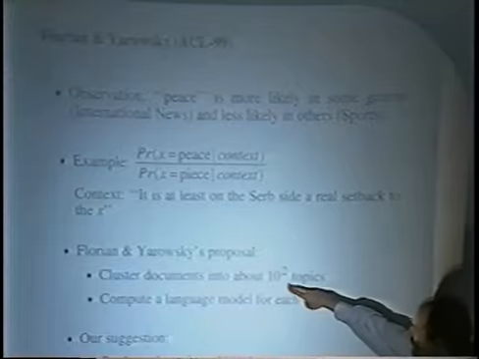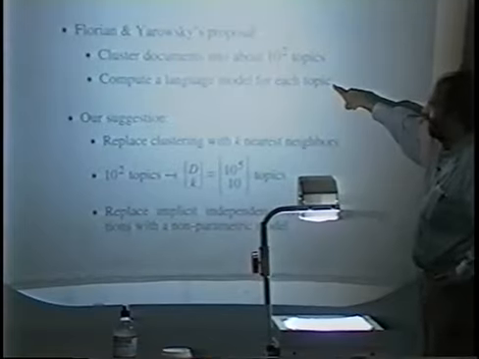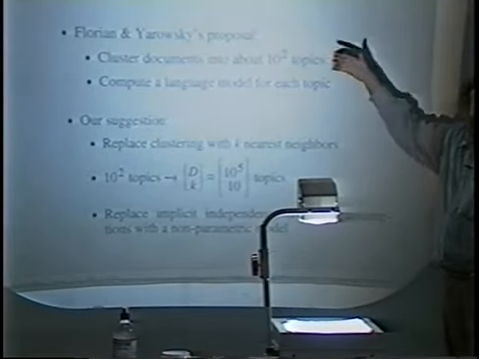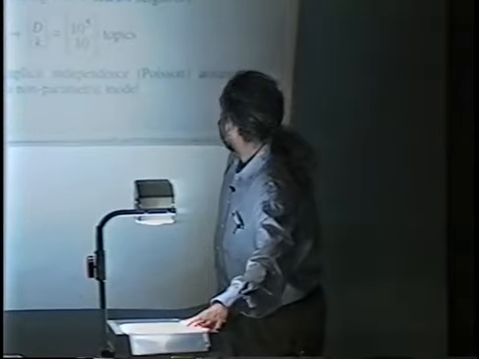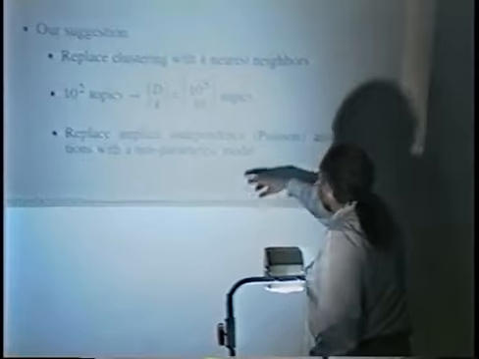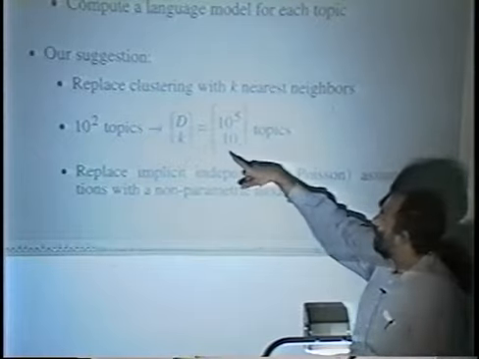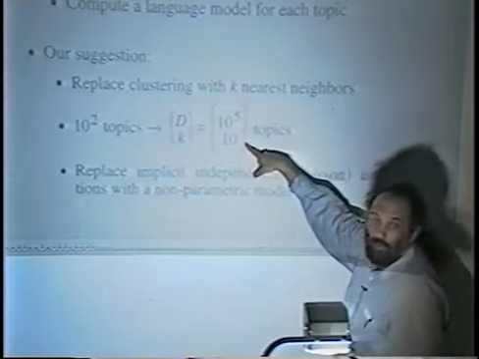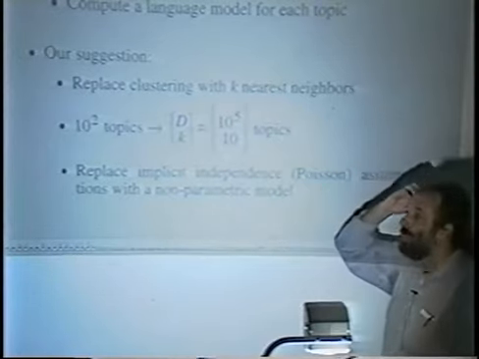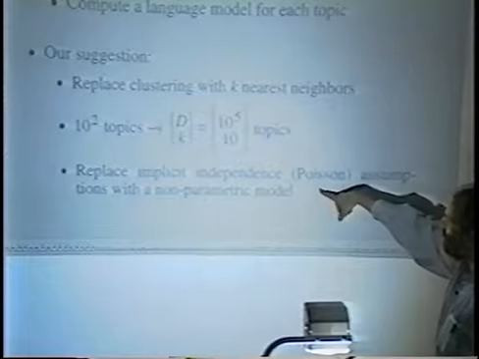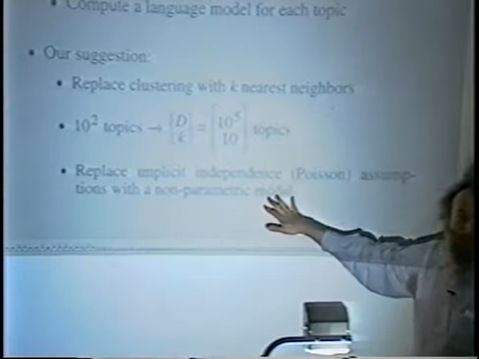So what they did is they clustered the documents into roughly 100 topics. And they computed a separate language model for each topic, and then adjusted the probabilities accordingly. Now, what we're going to do is to replace the clustering with nearest neighbors in an information retrieval sense. And what this will do is to produce, instead of 100 topics, many, many more topics. In our case, D choose K, where D is the number of documents in the library. And also what I want to do is to replace the implicit independence assumptions with a non-parametric model.